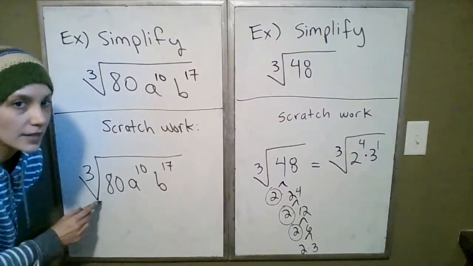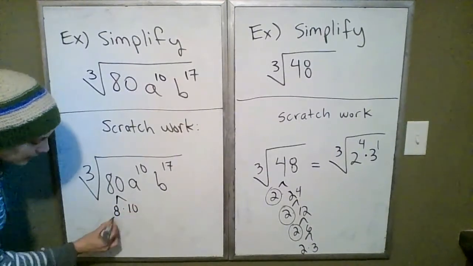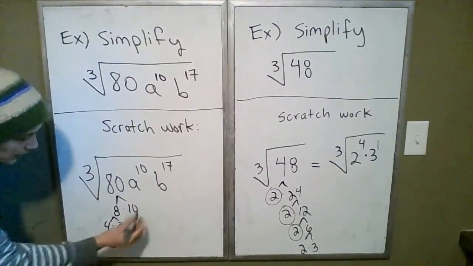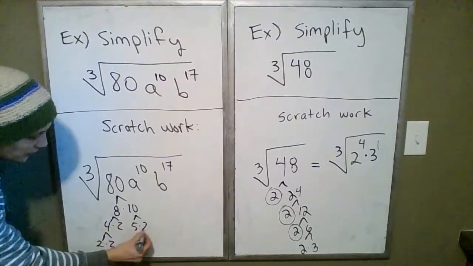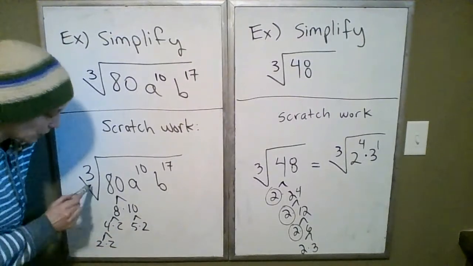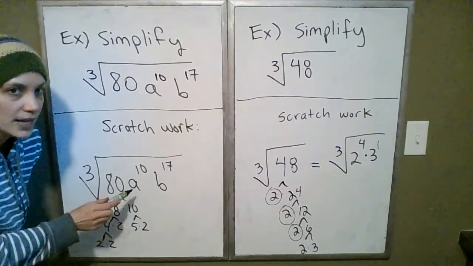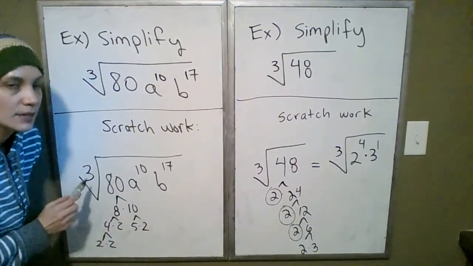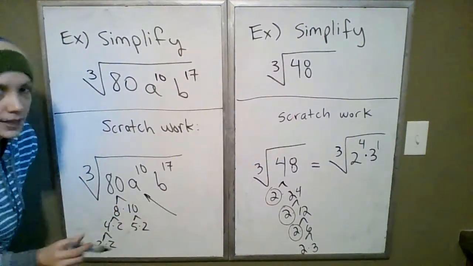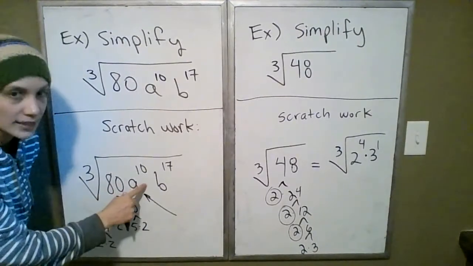And then I would begin with factoring 80. Do 8 times 10. 8 is 4 times 2, which is 2 times 2. 10 is 5 times 2. So I want to have a power of a that can match this root 3 somehow. So let's look at this part. I could go with a to the 9th times a would be a to the 10th.